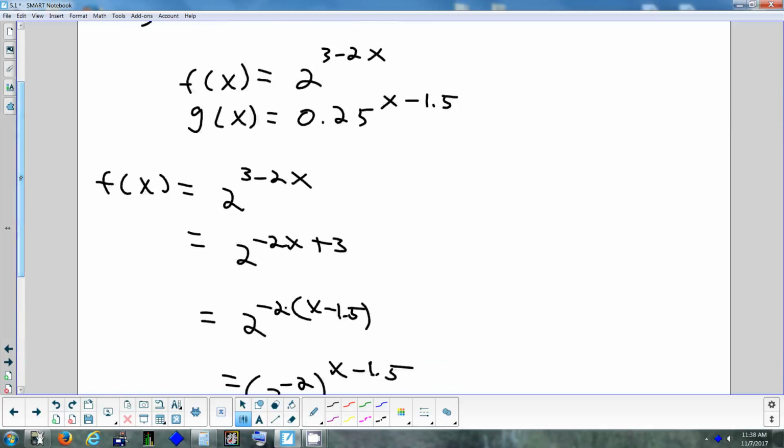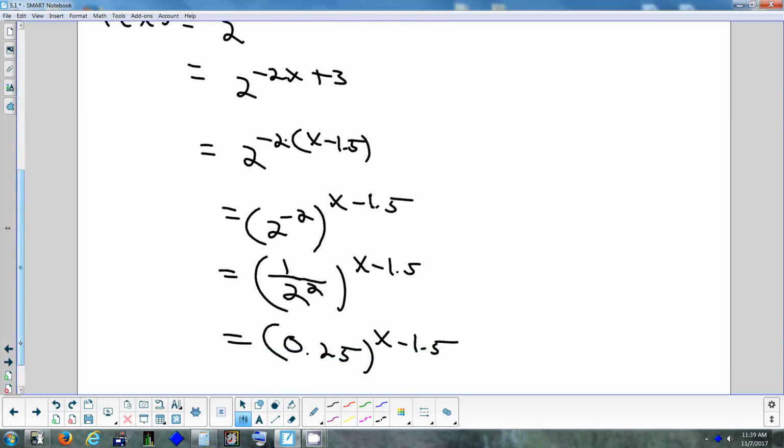Also, I think g of x is a much better way to write it because I can clearly tell you what's happening. It's a decay function and it's been shifted 1.5 units to the right. Okay? It's kind of hard for me to tell that looking at the original. Some people might say, oh, it looks like a growth function because the base is bigger than 1. No, they're both decay, they're the same thing. A decay function shifted to the right.